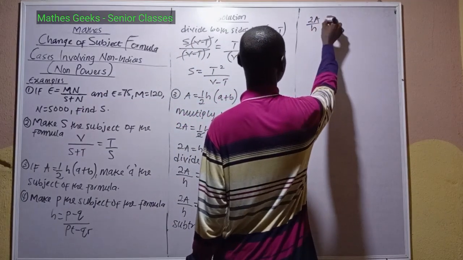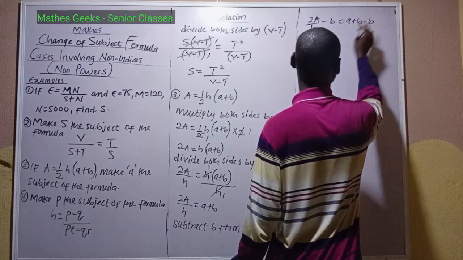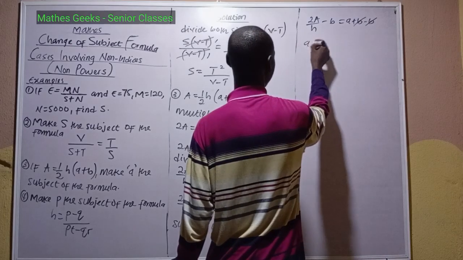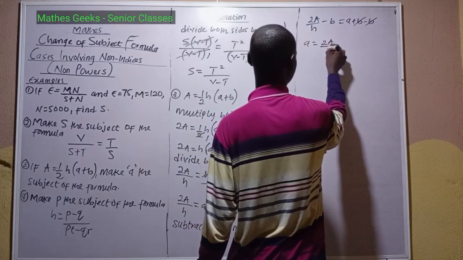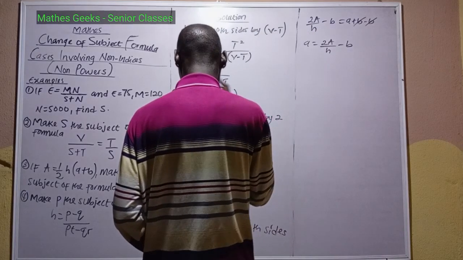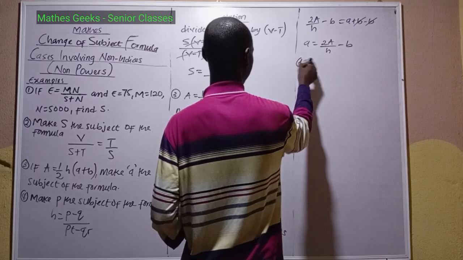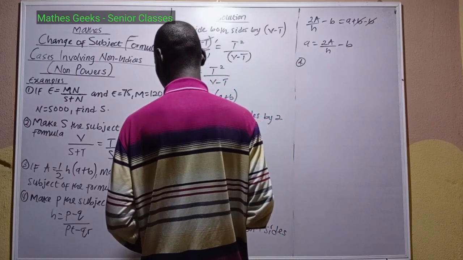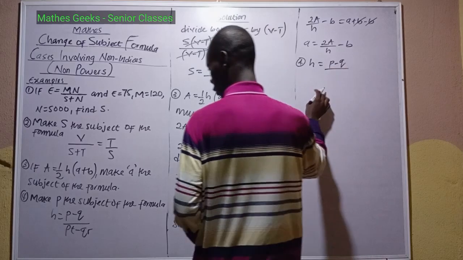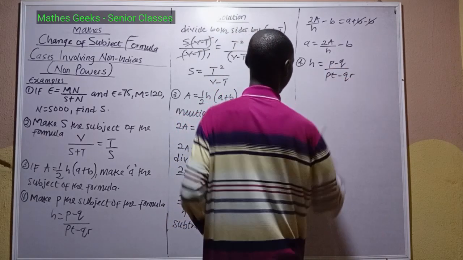So E equals 2A over H minus B. So also E plus B minus B, plus B minus B is 0, so we cancel out. So E is equals to 2A over H minus B. So that's E as the subject of the formula. Number 4, make P the subject of the formula H is P minus Q over P C minus Q R.